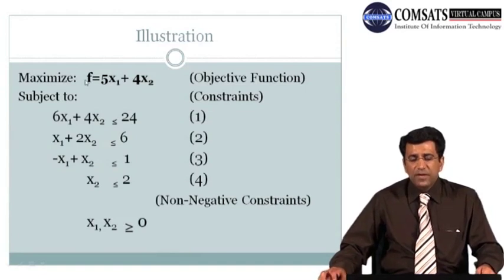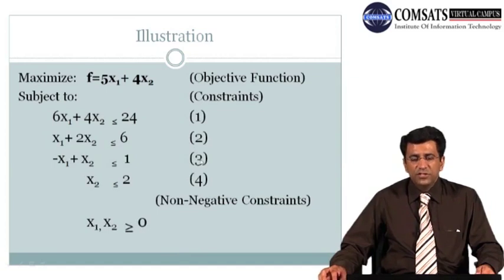Now class, again we have this function as f is equal to 5x1 plus 4x2. This is our objective function and we are interested in maximizing this function. Now again, this objective function is subject to the different constraints.